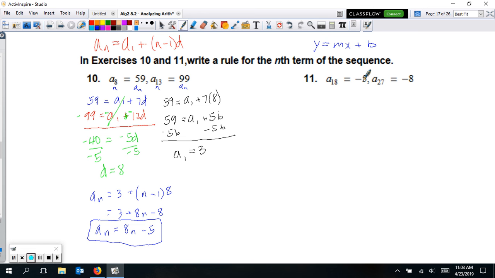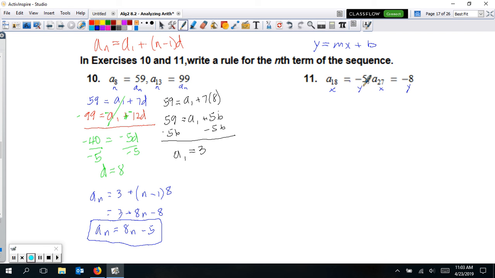Now, we would need to see these as two ordered pairs. So this would be our x right here. This would be our y. 27 is the x. This negative 8 is the y. Okay, so remember, this is your term number, which is always the x's in these. These are your a of n's, so that's always the y.